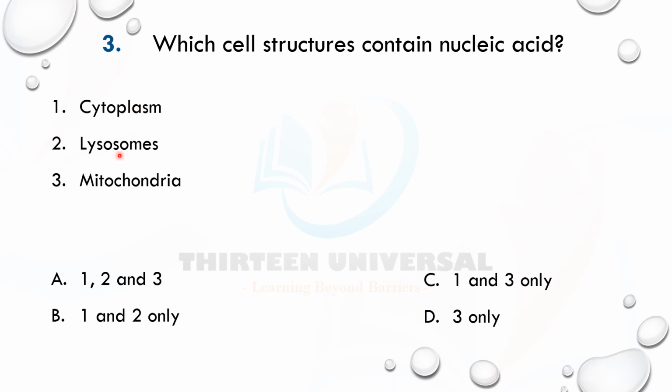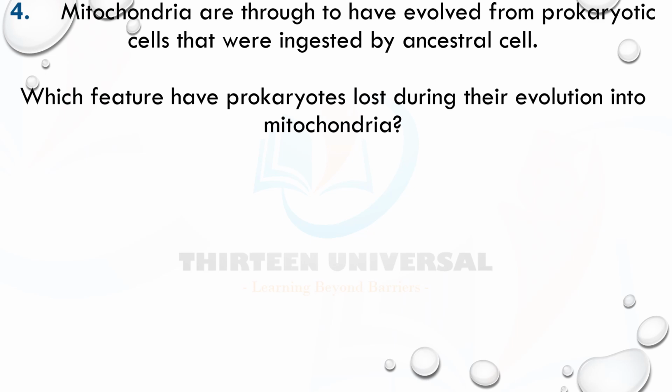Lysosome doesn't have nucleic acid. Mitochondrion contains circular DNA and 70S ribosomes, which of course contain ribosomal RNA. Ribosomal RNA is a nucleic acid. So there's nucleic acid here, circular DNA and ribosomal RNA. There's also nucleic acid here. So 1 and 3, do you get it? The answer is 1 and 3, which is C.